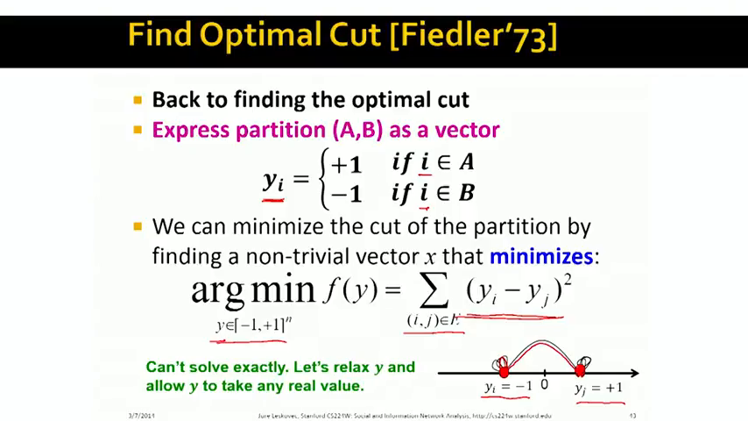So what does this mean? This means that the way we find a bisection is to put some nodes on the left, some nodes on the right, in such a way that the number of edges crossing the two sides is as small as possible. This was first observed and noted down by Fiedler in 1973.